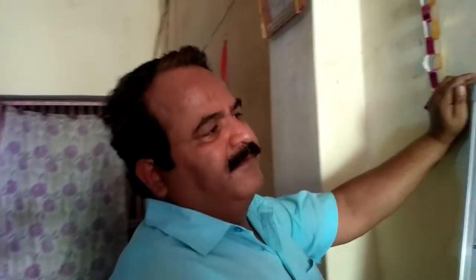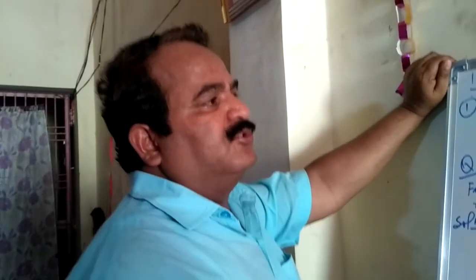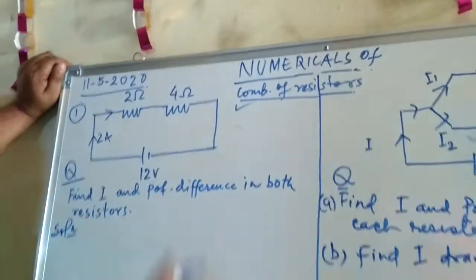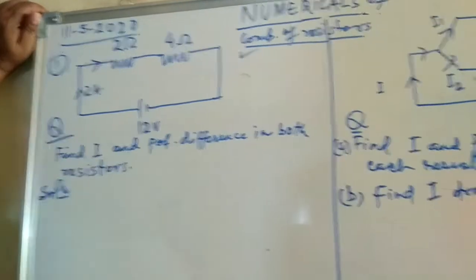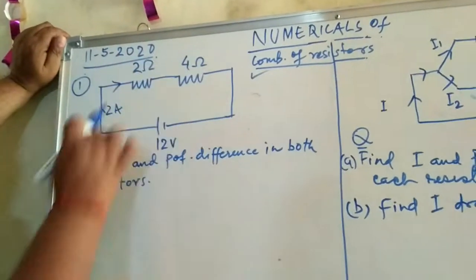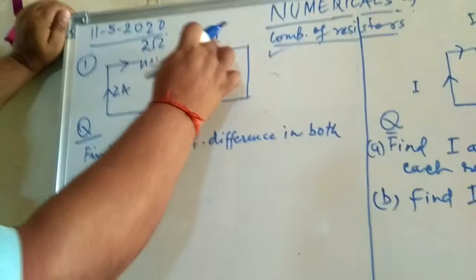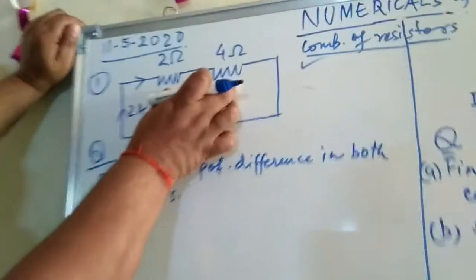Good morning, students. Today we will explain and solve some of the basics of combination of resistors, in which we generally solve some numericals. You see that particular circuit, in which a 2 ohm resistor and a 5 ohm resistor are connected in a series combination.